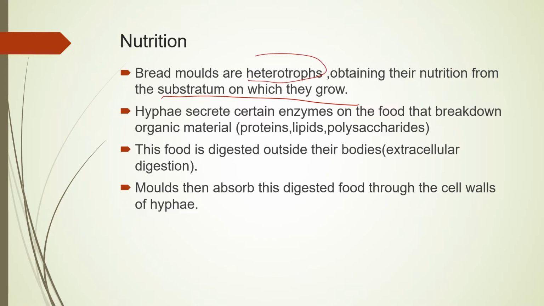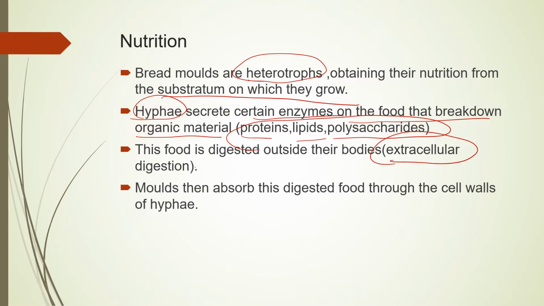So they are heterotrophs, and they are obtaining their nutrition from the substratum on which they grow. Hyphae secrete certain enzymes on the food that break down the organic material, that is proteins, lipids and polysaccharides. Is it clear? Now this food which is digested outside their bodies, what is that called?